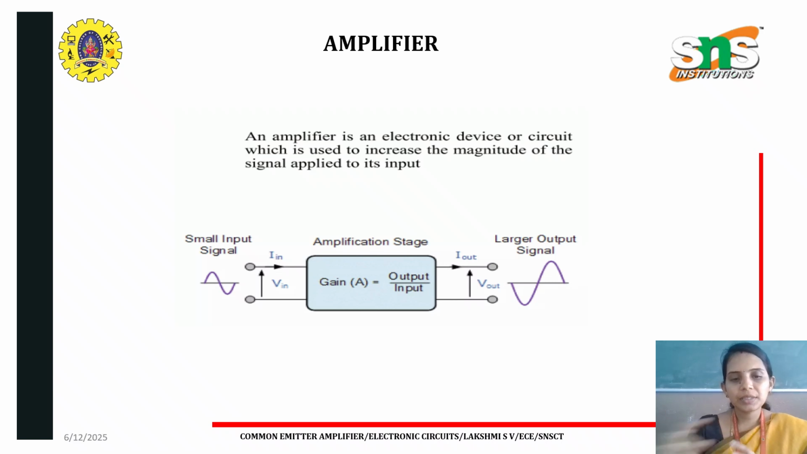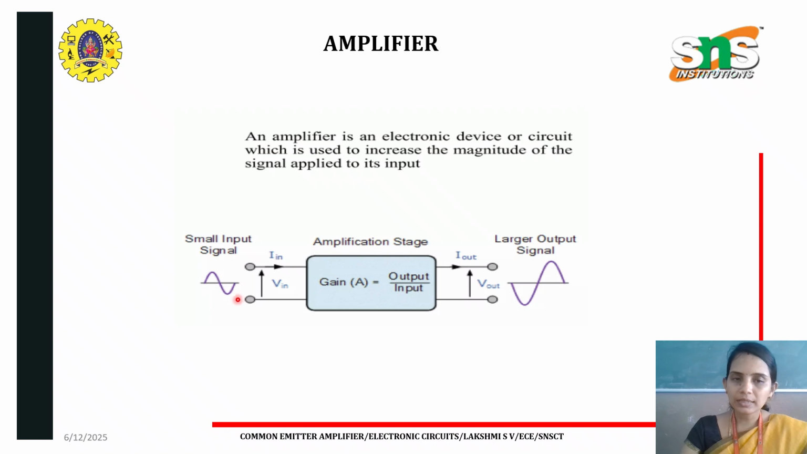So we know that the amplifier is a device which is used to boost the signal strength. A weak signal is converted into a strong signal with the help of the amplifier. We can say that the magnitude of the signal which is applied at the input can be increased at the output with the help of the amplification process. That is what is given here in the block diagram.